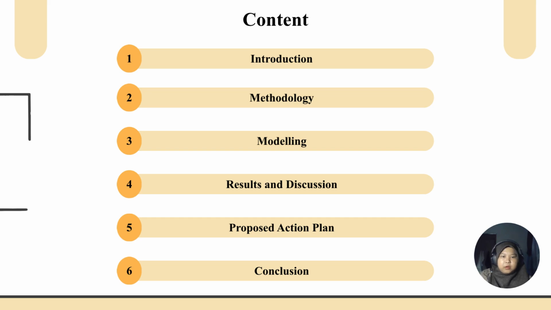This is the content for our presentation, which is firstly introduction, second methodology, third modeling, fourth results and discussion, fifth proposed action plan, and lastly conclusion. Okay, next I will pass to the next person.